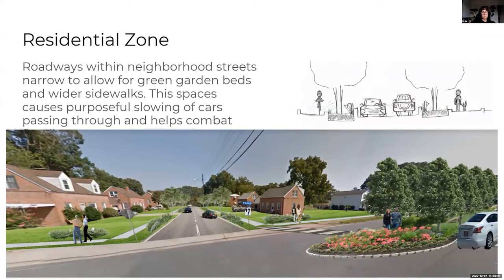Here's just showing what that road would look like in the residential zone and how it would work, showing that there's beds that help with water intake as well as providing protection for people walking.